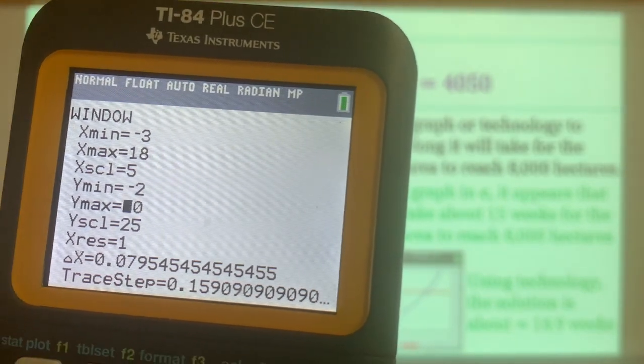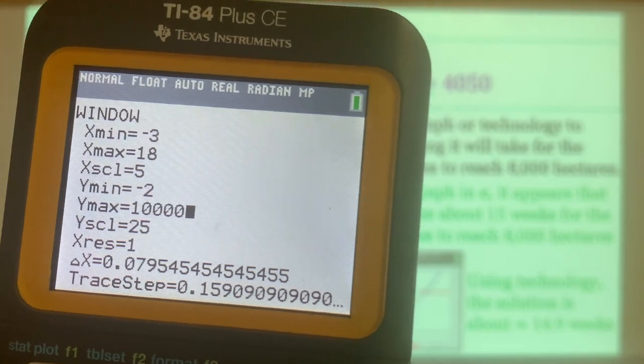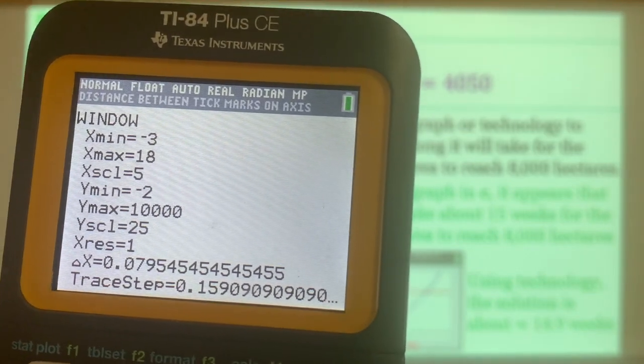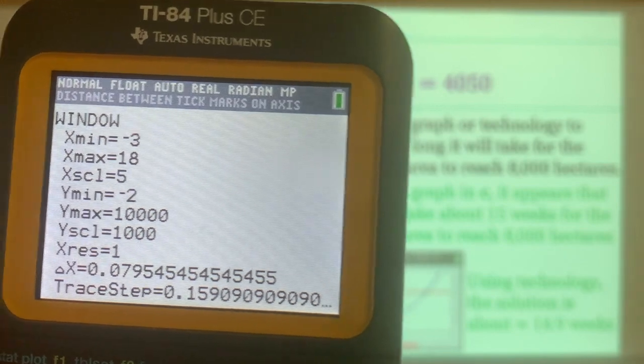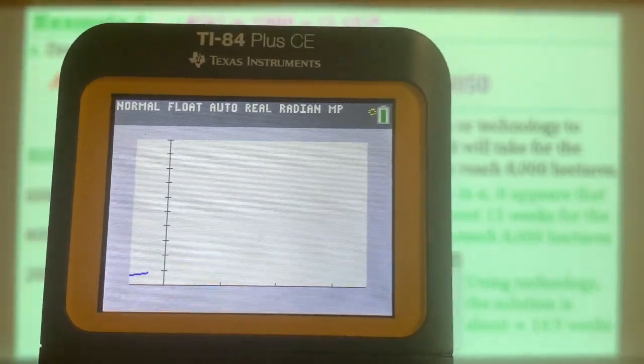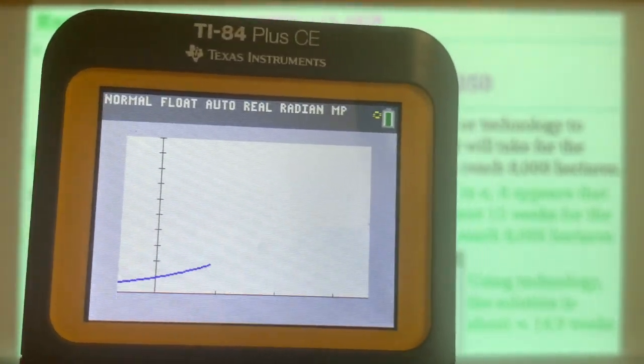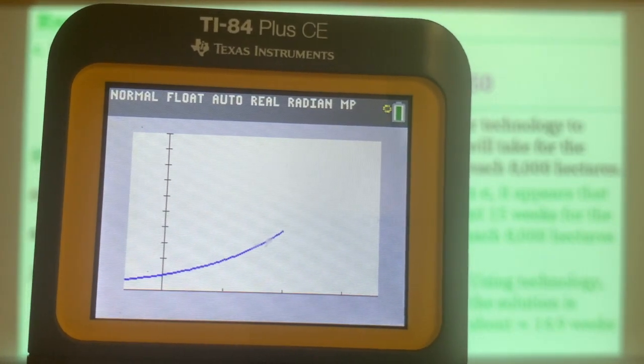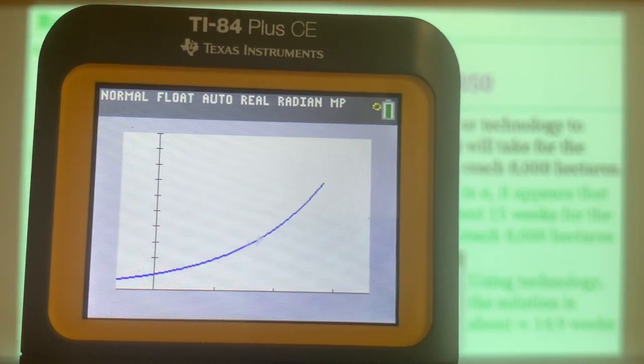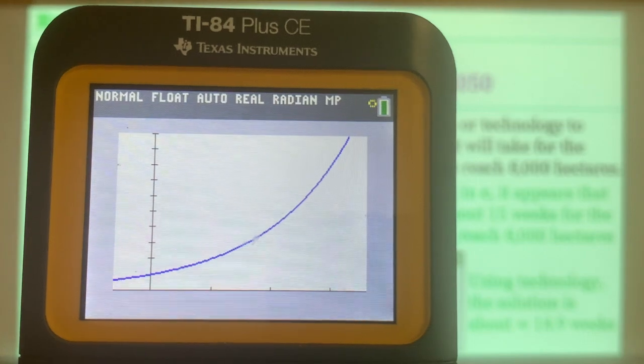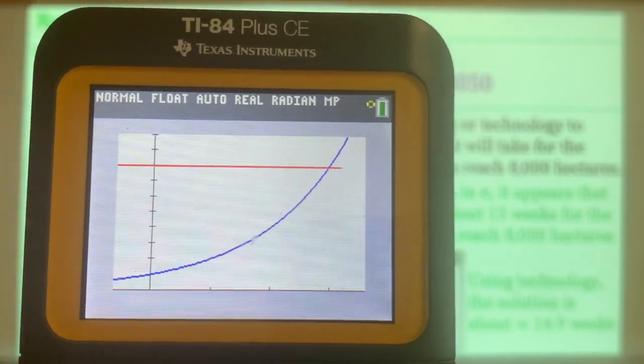Y maximum has to be above 8,000. I'm going to make it 10,000. My scale, I'm going to make 1,000. I don't want a lot of dashes. All right, so here's my graph. Notice the graph looks, oh, this is kind of similar. And notice it keeps on increasing more and more the farther away I get from 0. And then here comes my 8,000.